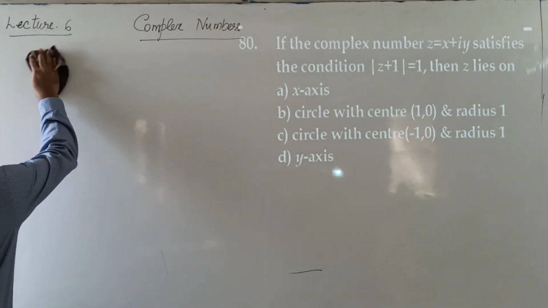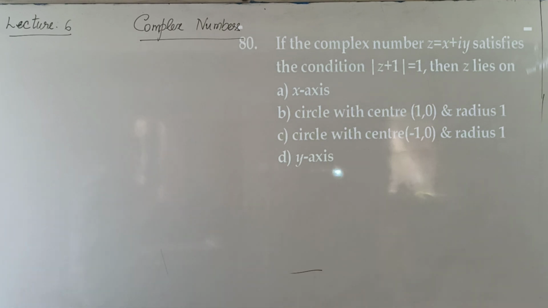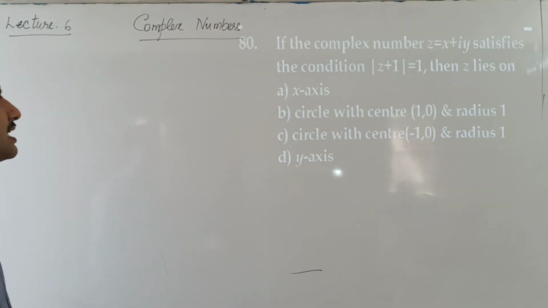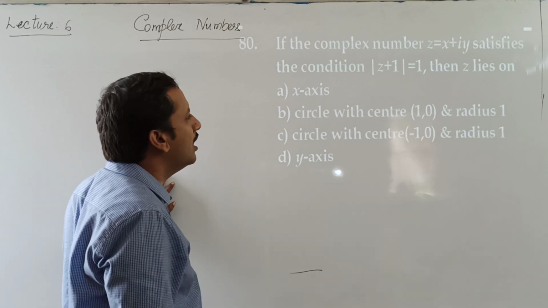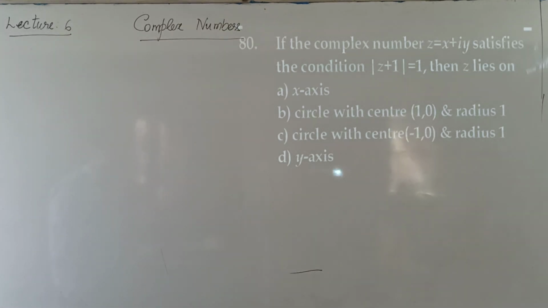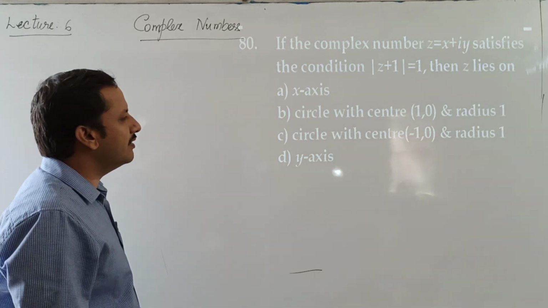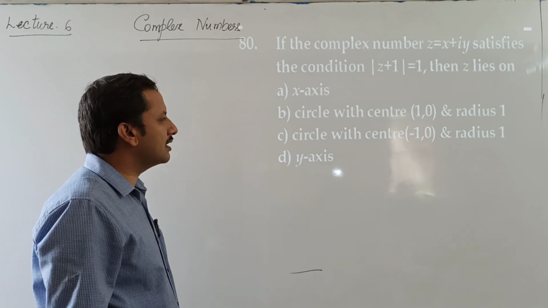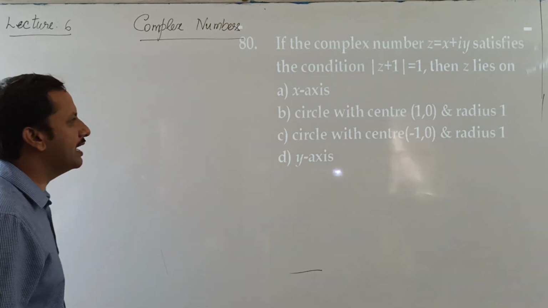Okay, let's have a look at this 80th question. If the complex number z = x + iy satisfies the condition mod z + 1 is equal to 1, then z lies on... Where does it lie? On x axis or y axis? It lies on a circle with center at (1, 0) and radius 1, a circle with center at (-1, 0) and radius 1, or the y axis.